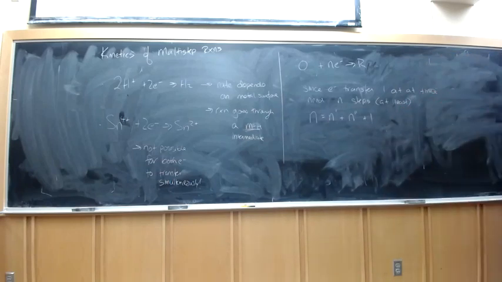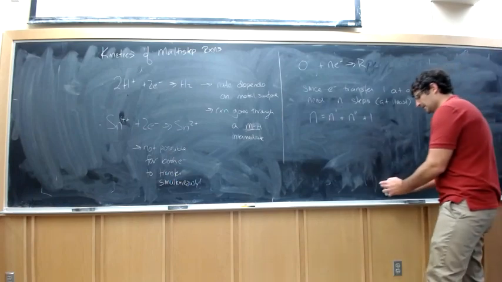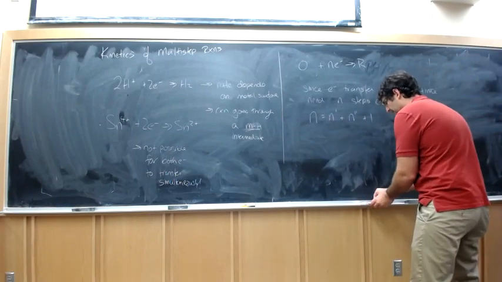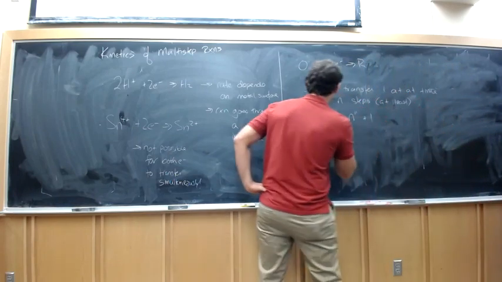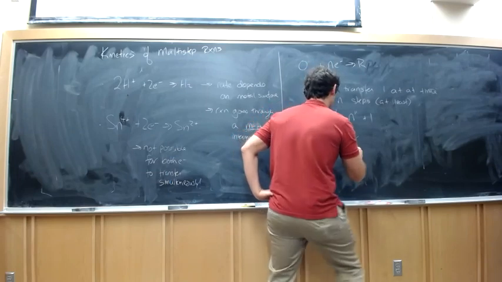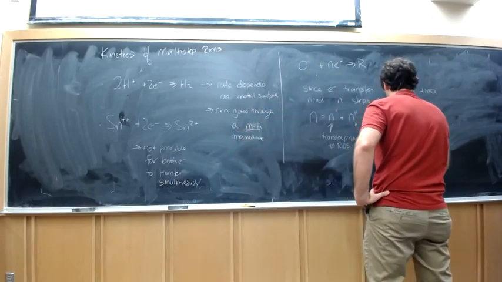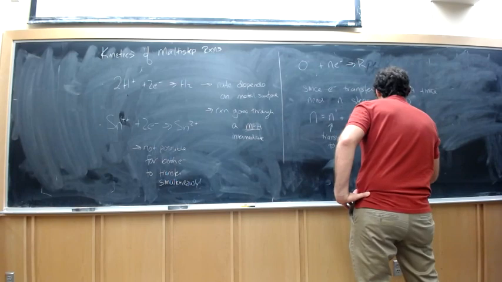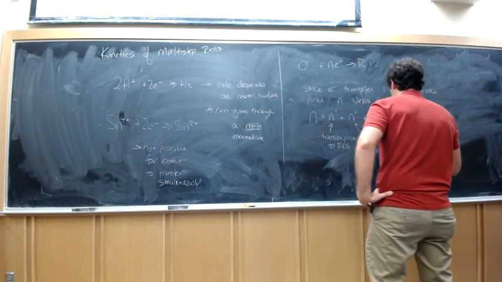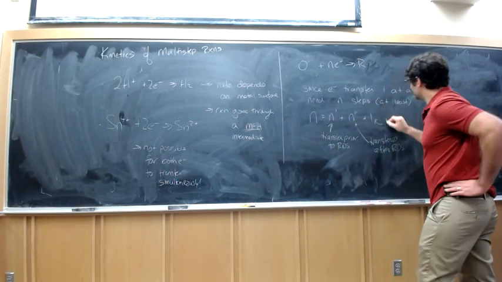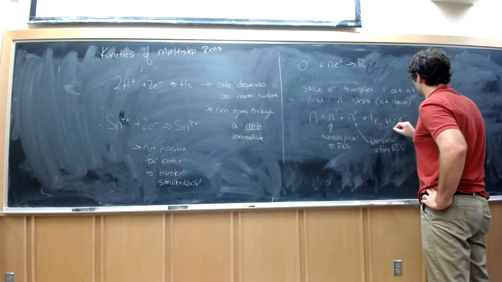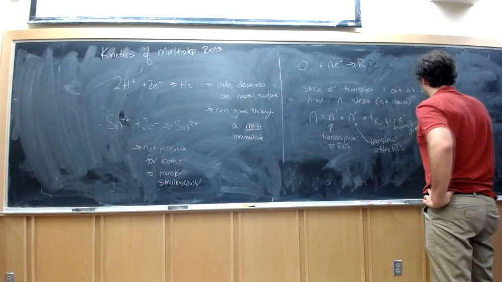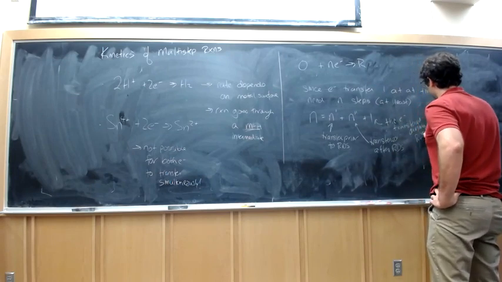So n, the number of steps, is going to be equal to n prime plus n double prime plus 1. n prime is the number of electrons transferred prior to the rate determining step. n double prime is the number of electrons transferred after the RDS. And this 1 is, of course, the electron transferred during the rate determining step, RDS.